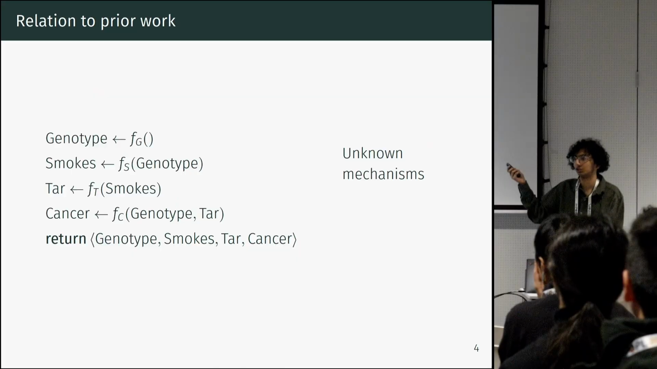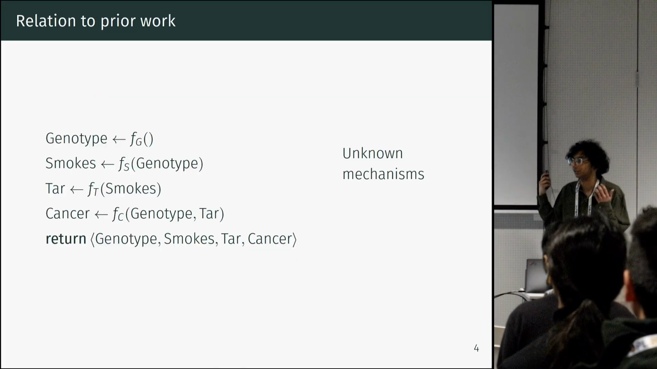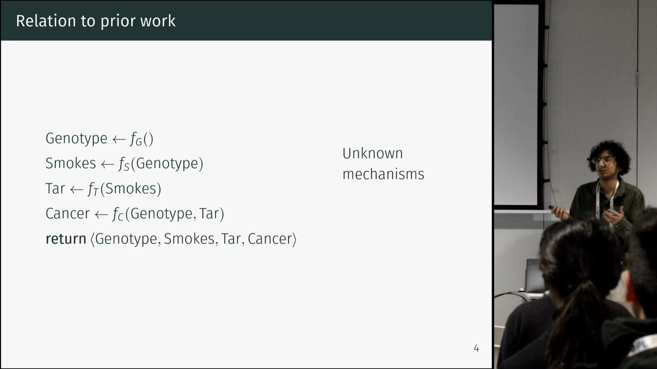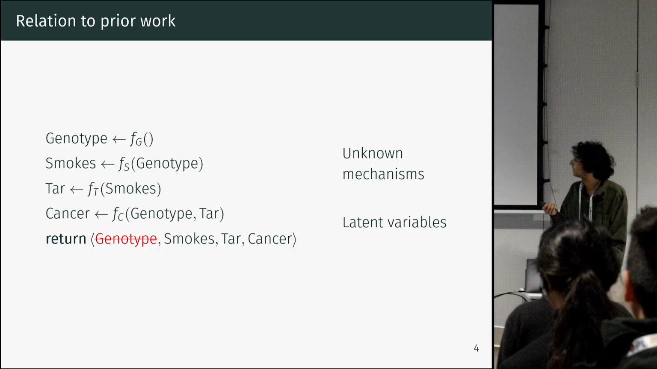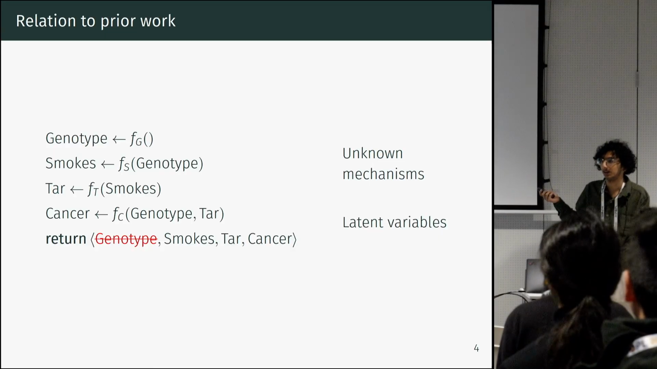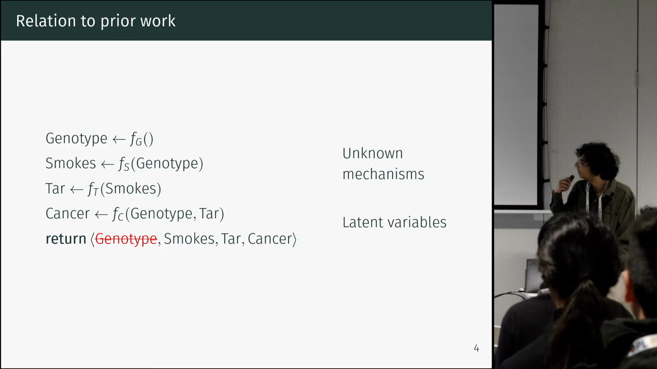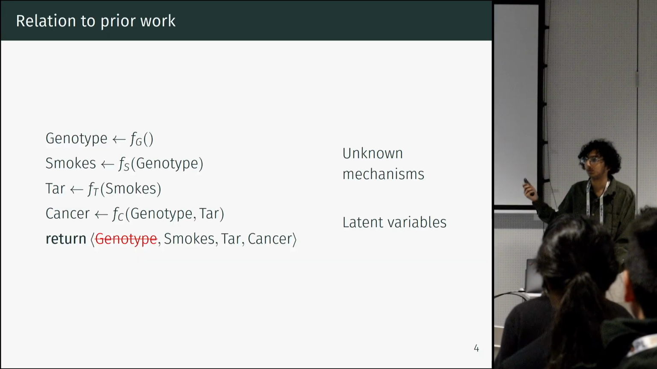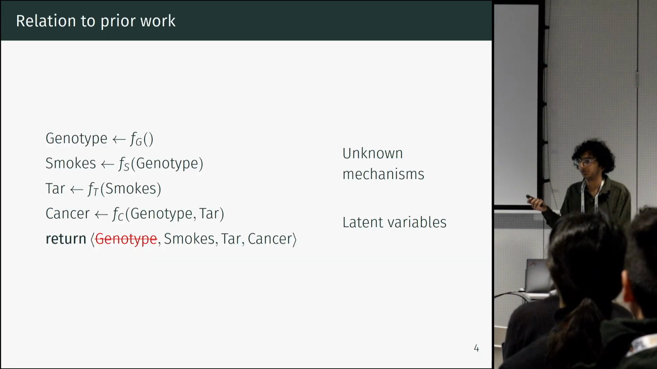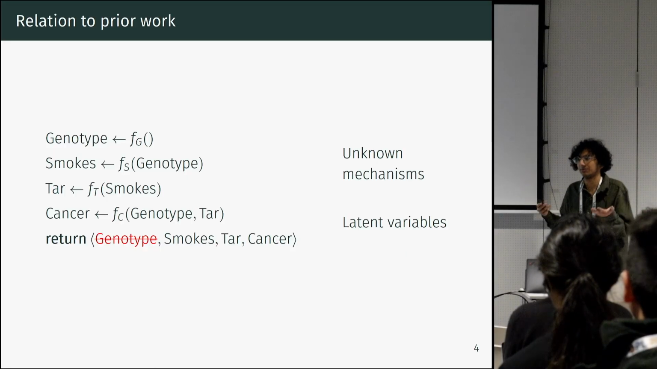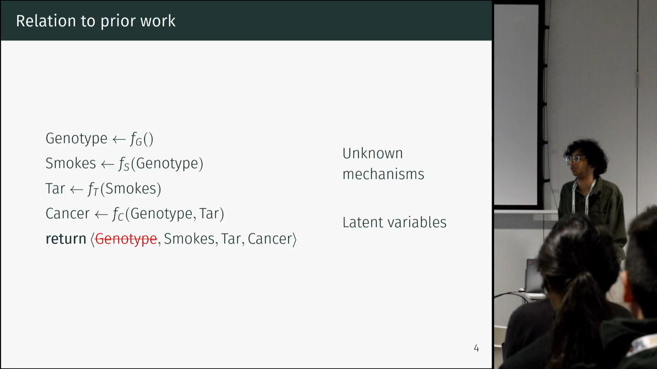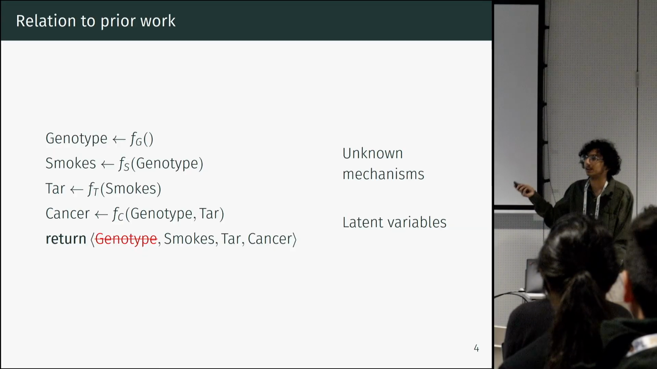So we have some uninterpreted function, where we know there's some relationship between the variables, but we don't necessarily know exactly what it is. The second generalization is the addition of what are called latent variables. This is where some variables, for example genotype in this situation, we assume are part of the causal mechanism, but we're not able to measure them. We don't even know whether it exists or what genotype it is, and so we can't return it.